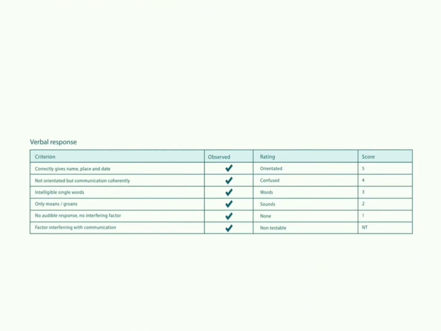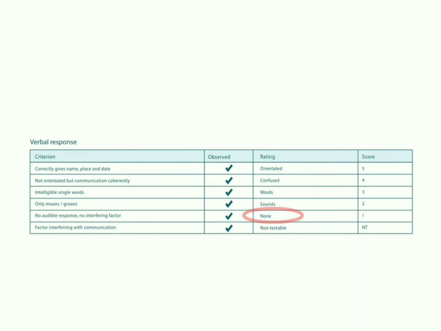To assess the verbal response, ask the patient to tell you their name, where they are, and what month it is. If they answer correctly, record orientated. If during conversation, the patient is able to speak in phrases or sentences but is unable to give the correct answers to these questions about orientation, record confused. If they do not talk sensibly but utter single words, record words. If the patient moans and groans with no recognizable words, record sounds. If the patient makes no sound at all, then record none.